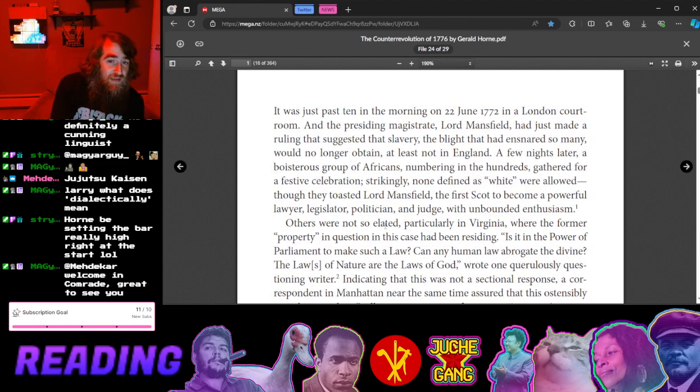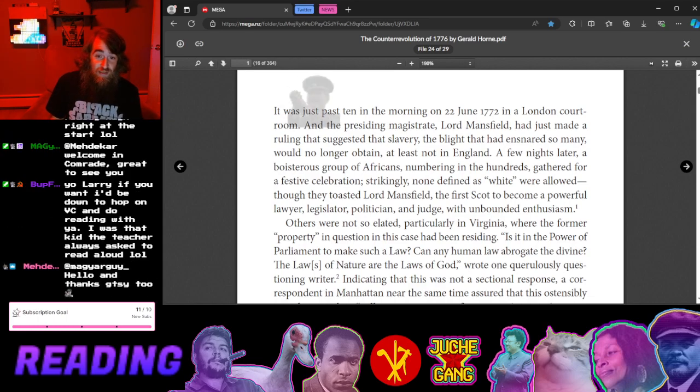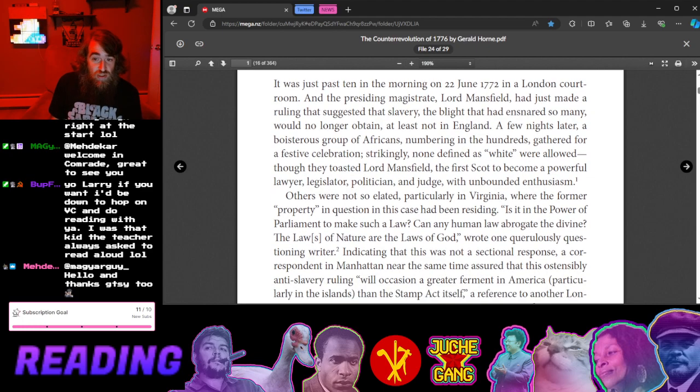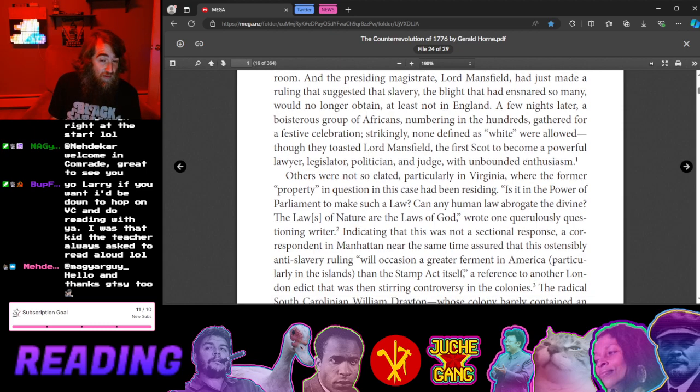It was just past 10 in the morning on the 22nd of June, 1772, in a London courtroom, and the presiding magistrate, Lord Mansfield, had just made a ruling that suggested that slavery, the blight that had ensnared so many, would no longer obtain, at least not in England. A few nights later, a boisterous group of Africans, numbering in the hundreds, gathered for a festive celebration. Striking, none defined as white were allowed, although they toasted Lord Mansfield, the first Scot to become a powerful lawyer, legislator, politician, and judge, with unbound enthusiasm.